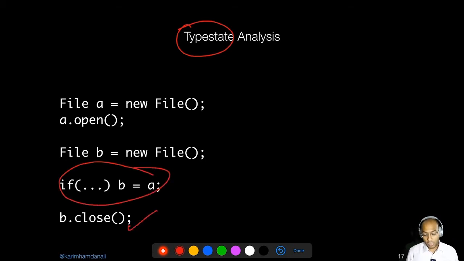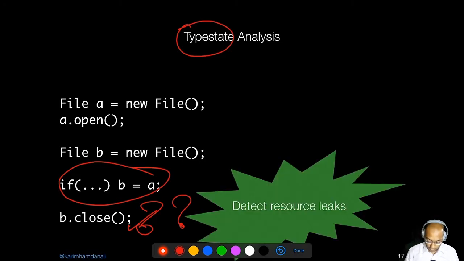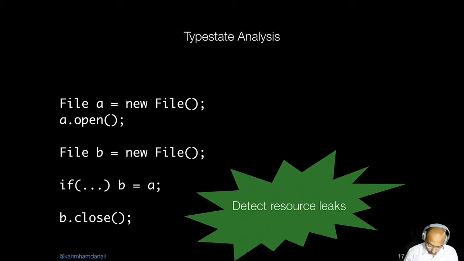And the question that we want to answer here is, at this point in the program, are we closing all the file resources that we have or not? The type state analysis would be able to detect any such resource leaks in your program by tracking those objects and whether all of them will end up in a valid state at the end of their lifetime throughout the program or not.